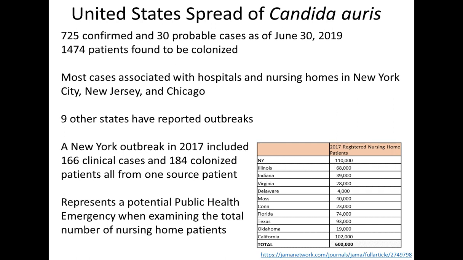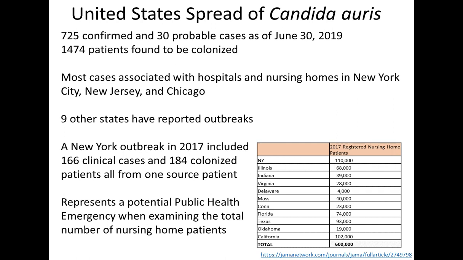So looking specifically in detail at some of the spread in the United States, there have been 725 confirmed and 30 probable cases of Candida auris as of June 30th, 2019, but twice that number. So 1,400 total patients have been found to be colonized. Those colonized patients, of course, are now highly at risk for invasive Candida auris disease. Most of these cases have been associated with either hospitals or long-term care facilities like nursing homes in New York City, New Jersey, and Chicago. But as I mentioned, 9 other states have reported outbreaks.